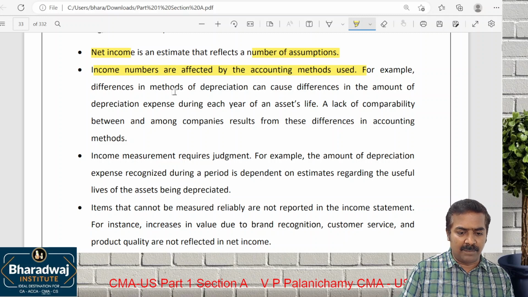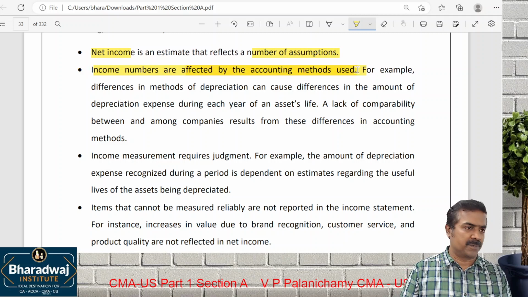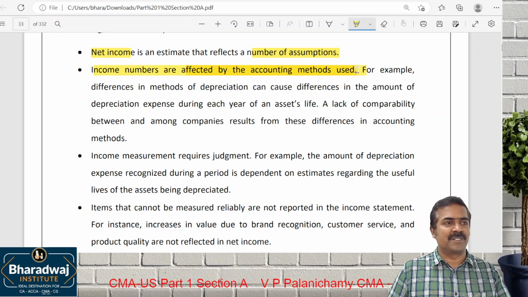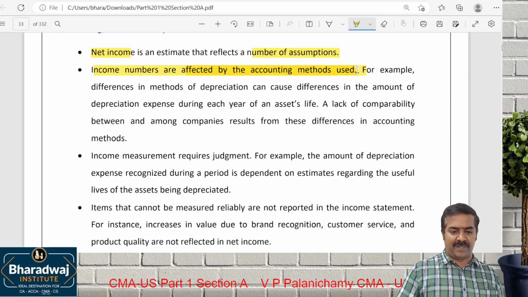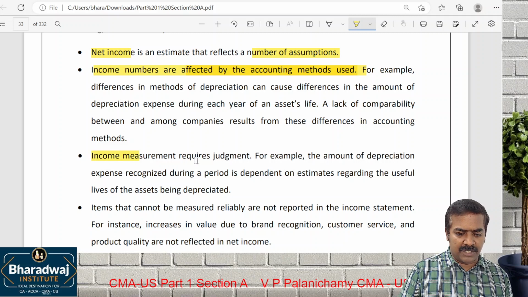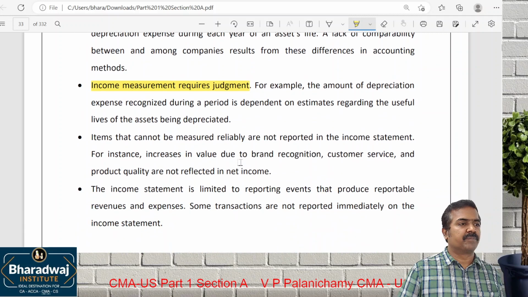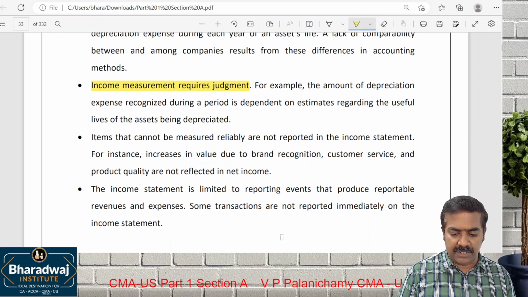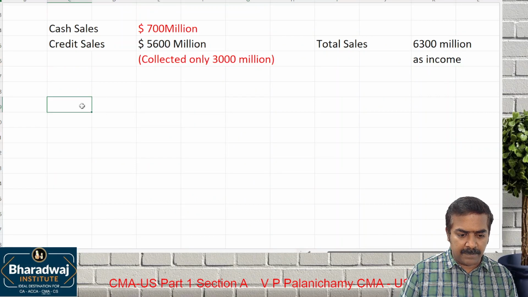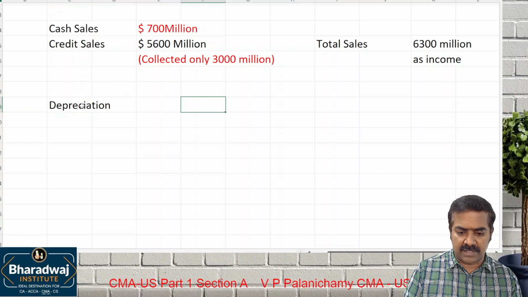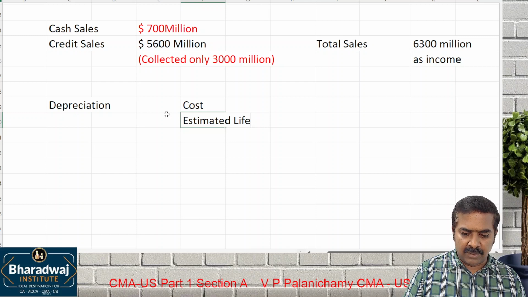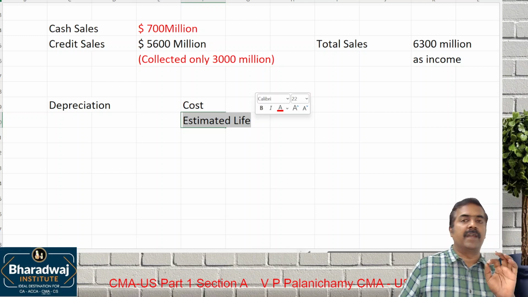Income is affected by the accounting method that is used. If I follow on receipt, taking it as income, the income will be different from taking it as income on completion of services. Then income measurement requires judgment. How much depreciation will you charge on the asset? For claiming depreciation, what is required? We want the cost of the asset and estimated useful life. Will the estimated life be accurate?